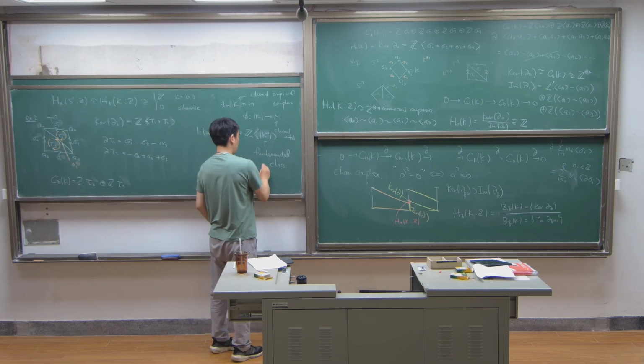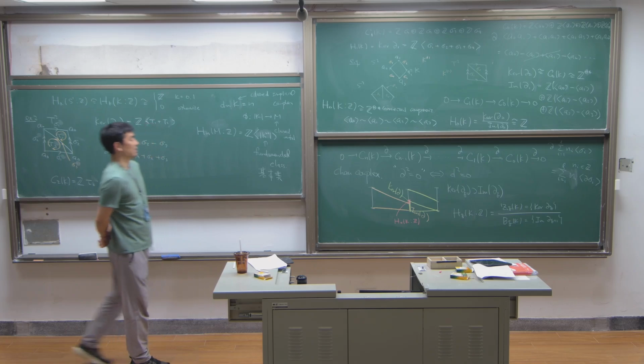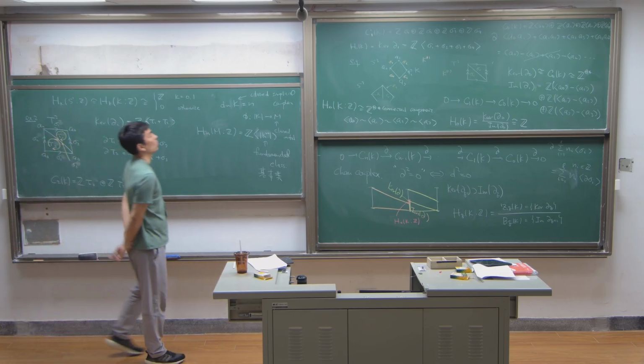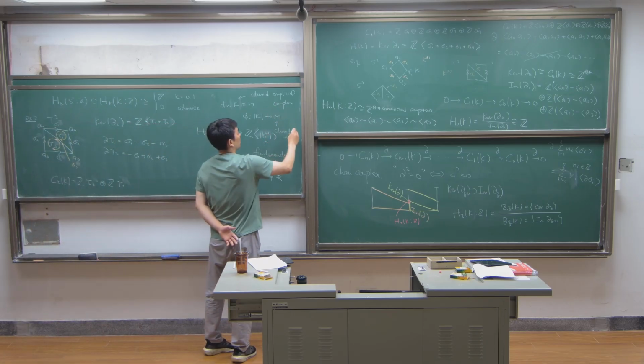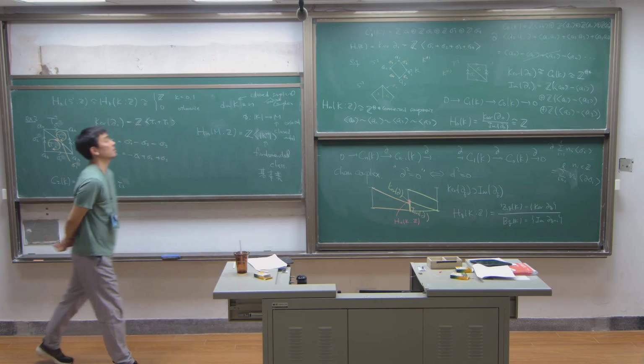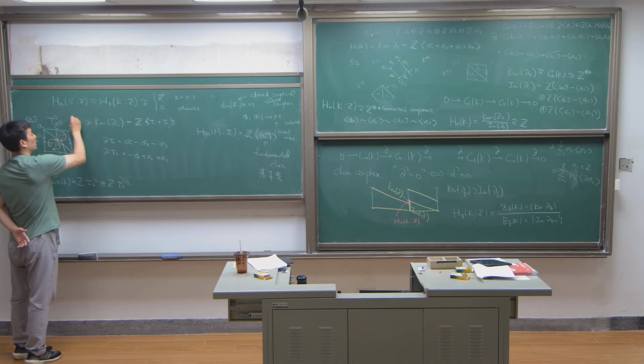For a closed, oriented manifold. Fine. And then this is the H2 of K.